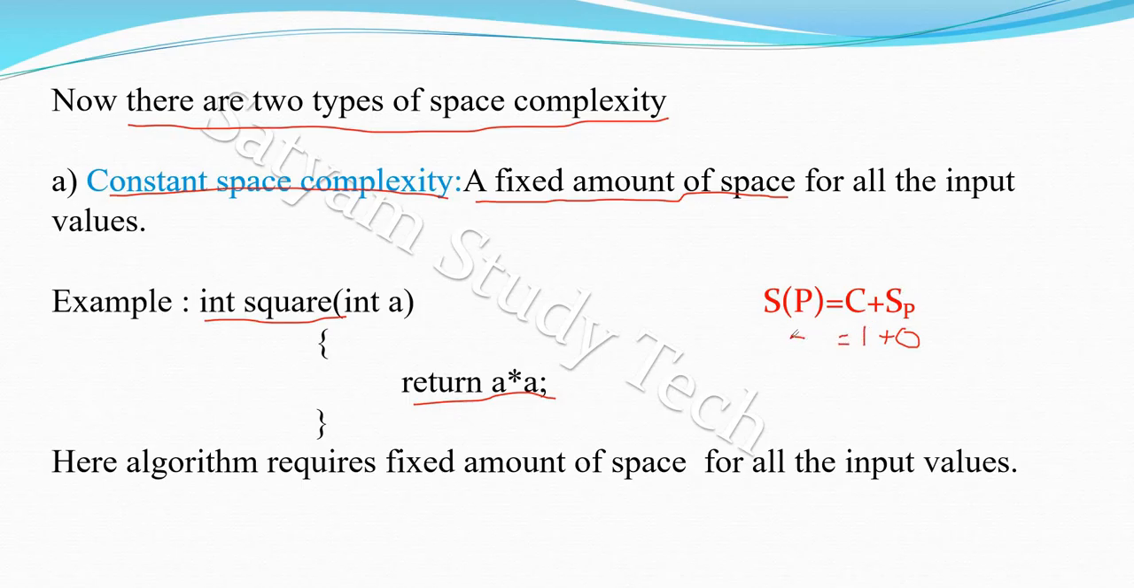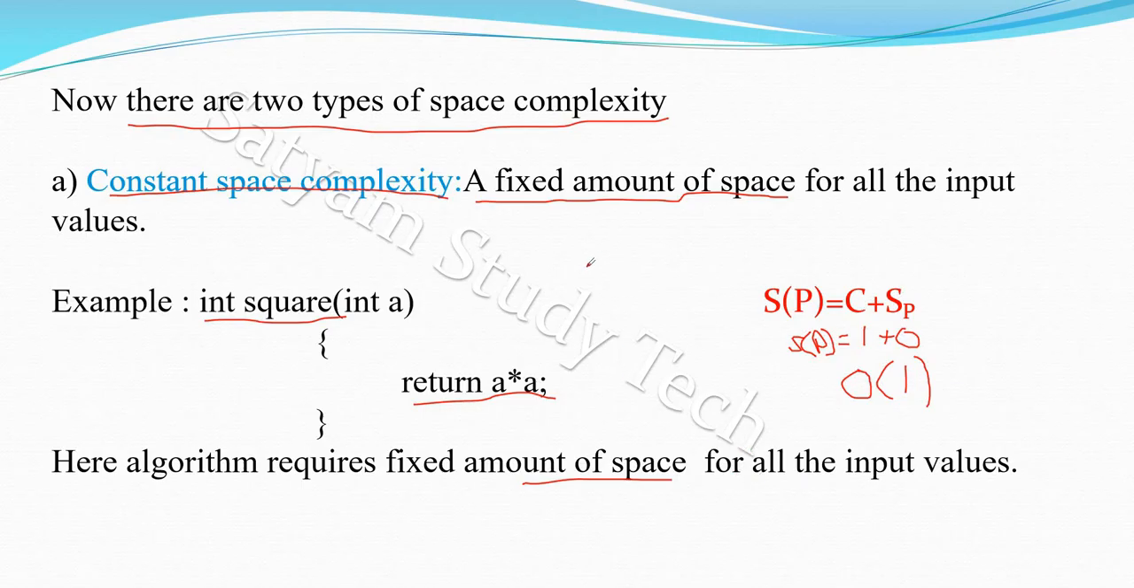Now we can see S(P) is 1, so it can be represented as big O of 1. It is the constant space complexity of this particular algorithm. This algorithm requires a fixed amount of space for all input values.